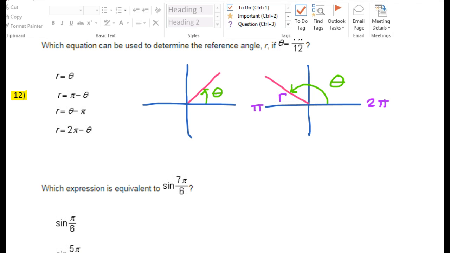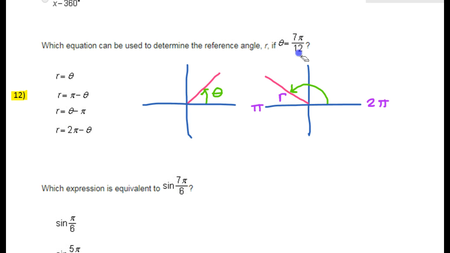In fact, just to make it a little bit more obvious, instead of writing my theta there, I'm going to go ahead and put it right on the terminal side. So see how the reference angle is between pi and theta? So in this quadrant, we could say that R equals pi minus theta. It's always going to be the bigger one minus the smaller one.